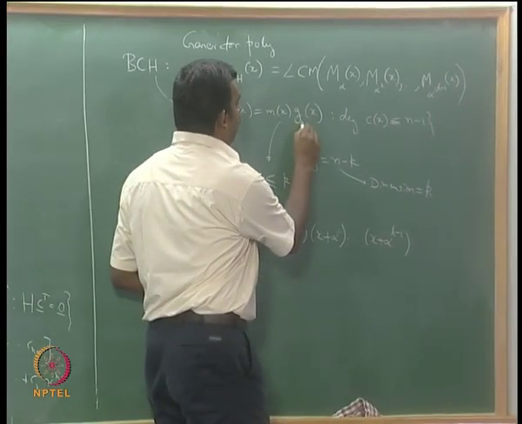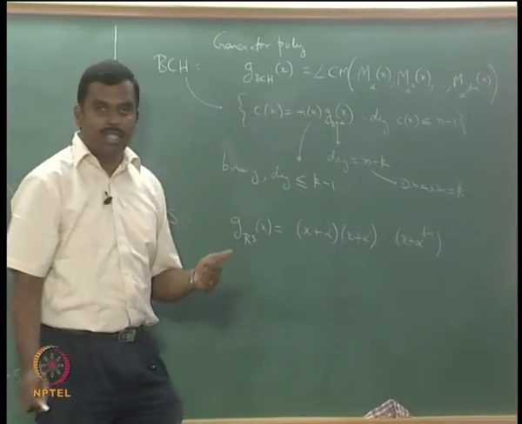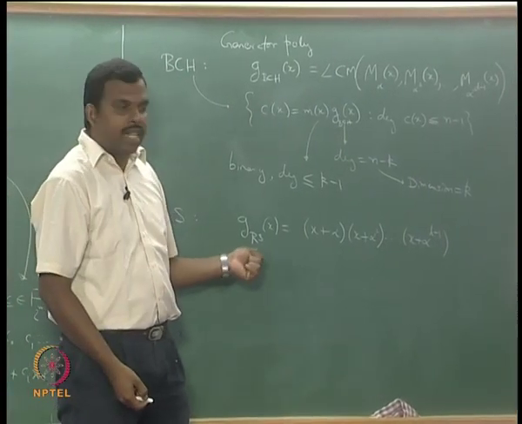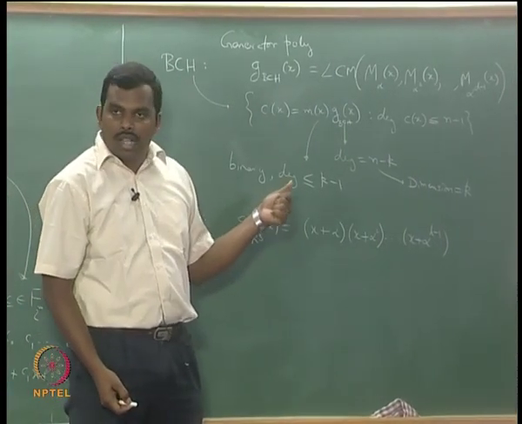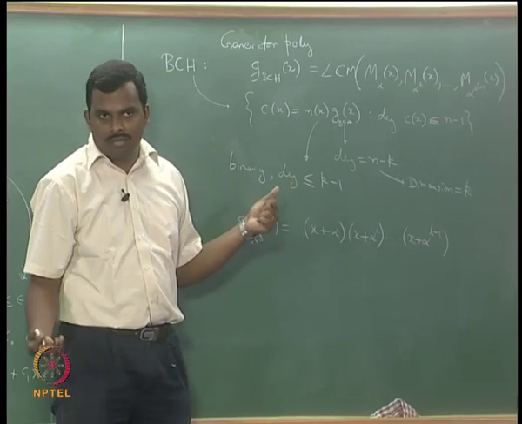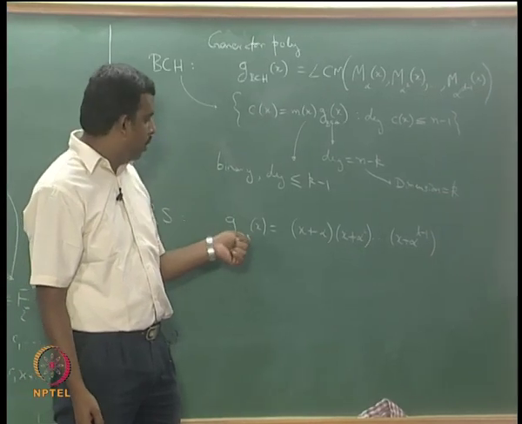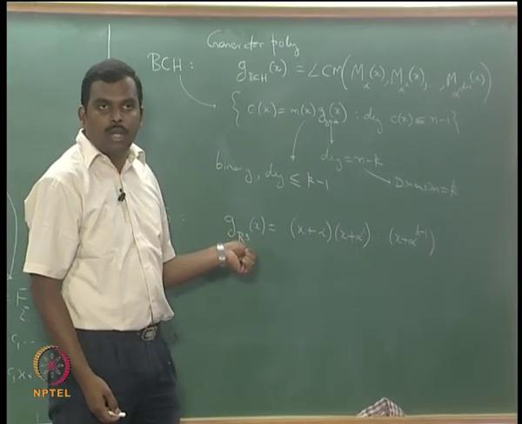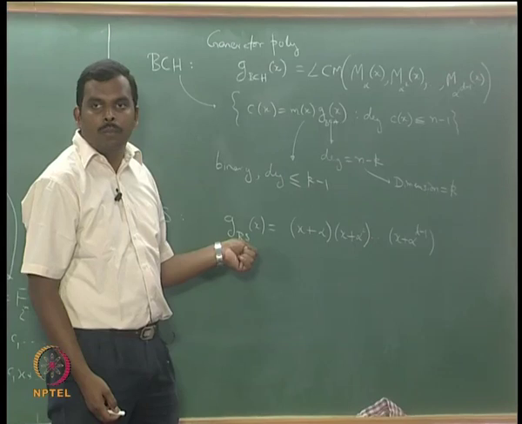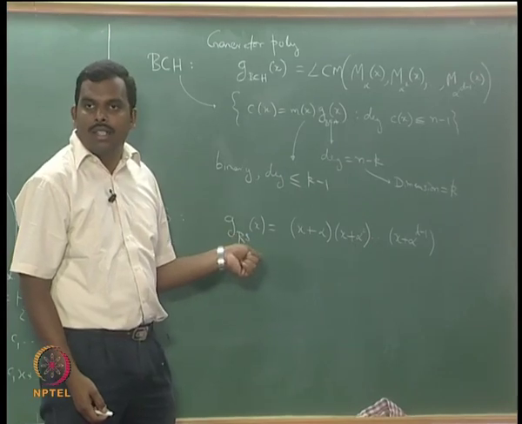I am sorry, I should have put a BCH here. Why am I interested in the degree? Because that degree is n minus k. For my Reed-Solomon code, if I want to find the dimension, all I have to do is find the degree of the generator polynomial, and that degree would be n minus k.